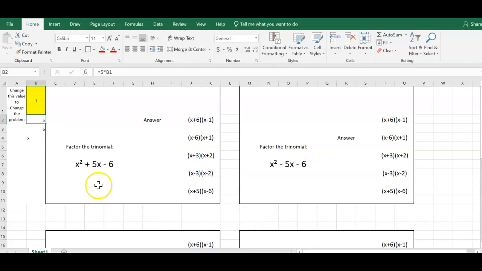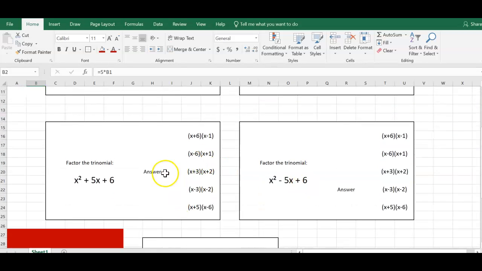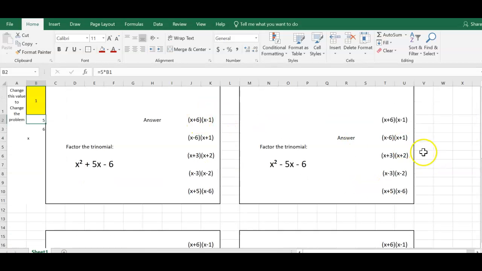So I have x squared plus 5x minus 6, x squared minus 5x minus 6, which basically makes all of these possible right answers. And I have a box that moves the word answer. So on this one, the third one's right. On this one, the fourth one's right. Basically, I just went, hey, there's A, that's my B, there's my C, down there's my D.